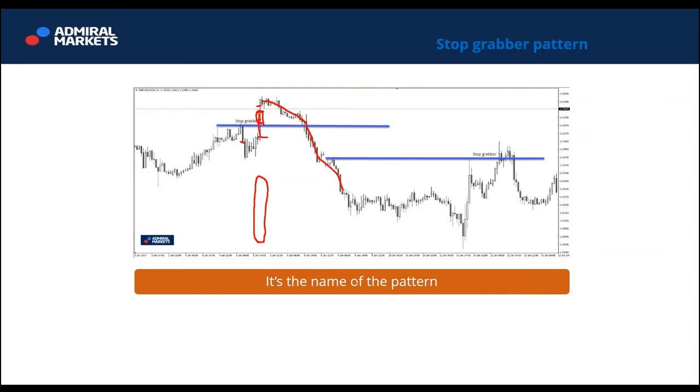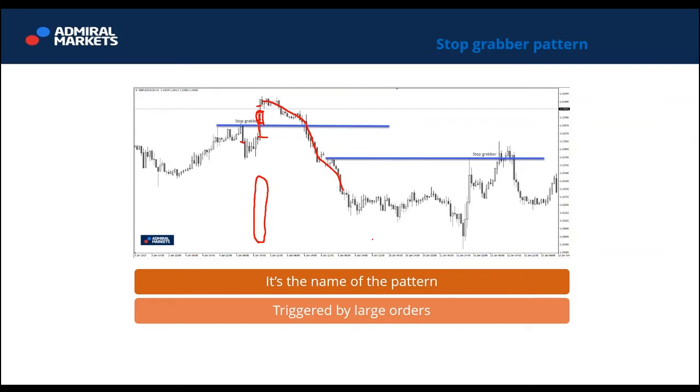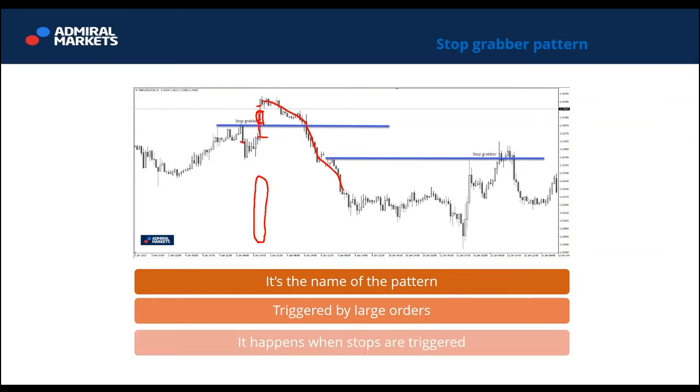That is what Chris explained. We were right here for our direction, but we had a stop grabber pattern, and that hit our stop loss, but then the trade proceeded in the original direction. So it's just the name of the pattern. It's triggered by large orders, and it happens when stops are triggered.